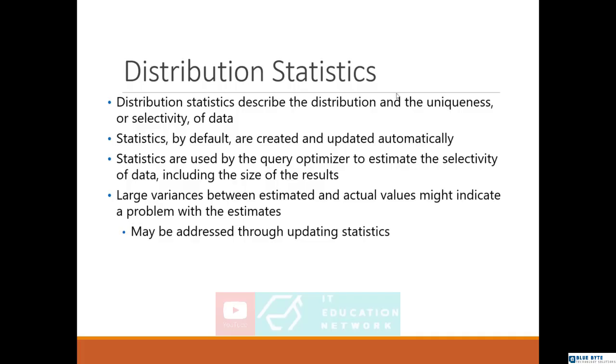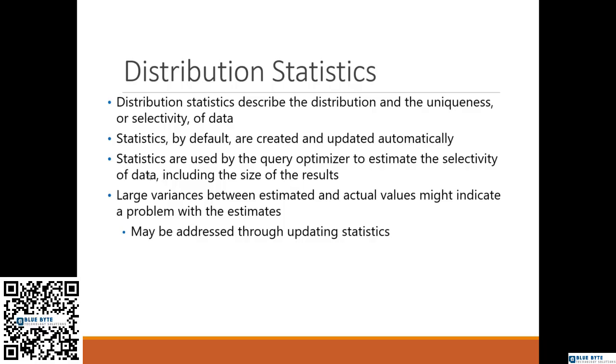Now, another topic when we talk about indexing is distribution statistics. This describes the distribution and the uniqueness or selectivity of data. By default, it is created and updated automatically, so you don't need to do extra work if you want to follow the default configuration. It is used by the query optimizer to estimate the selectivity of data, including the size of the result. Large variance between estimated and actual values might indicate a problem with the estimates and may be addressed by updating statistics. The main idea here is that the system is going to predict where the data is going to be located and retrieve selective data from that part to answer the request of the query.